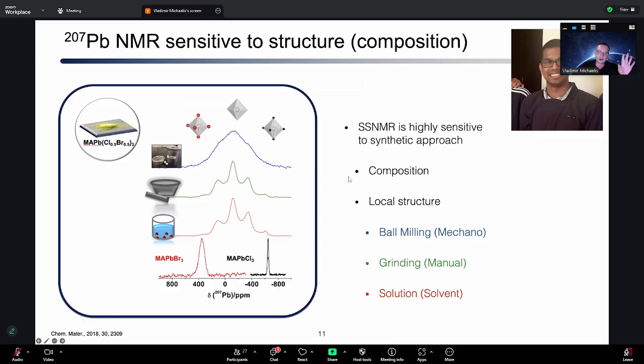But what I want to draw your attention to is if you look at the red spectrum here, it's uniquely different from the green spectrum here, which again is different from the blue spectrum. Okay, and there's reasons for this that I'll go through in a little bit. All right, so the synthetic approach definitely changes the composition.